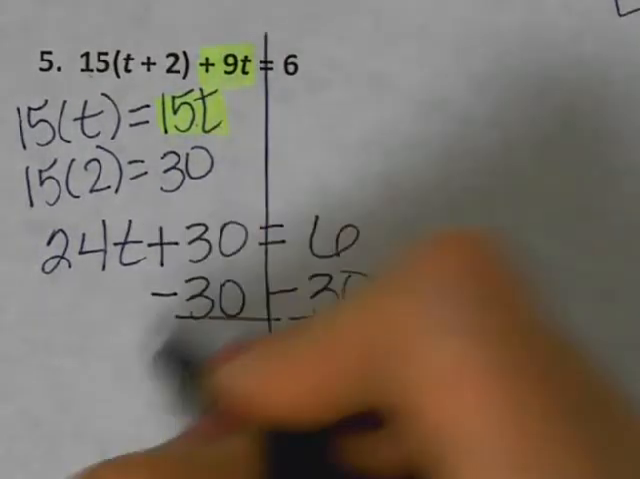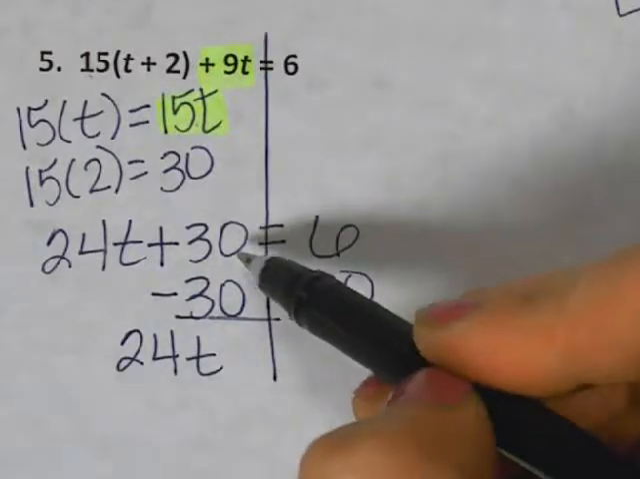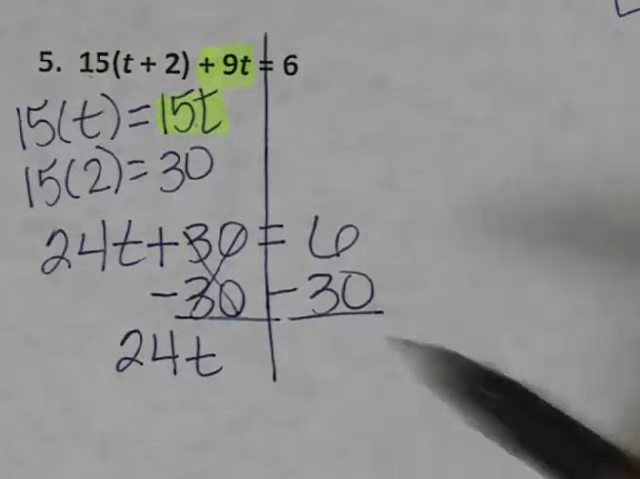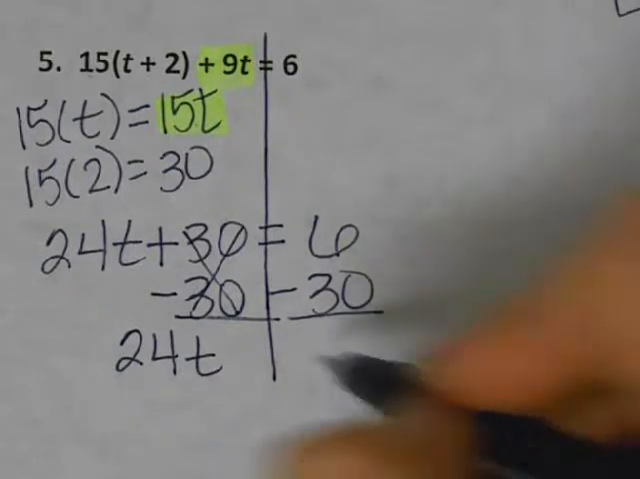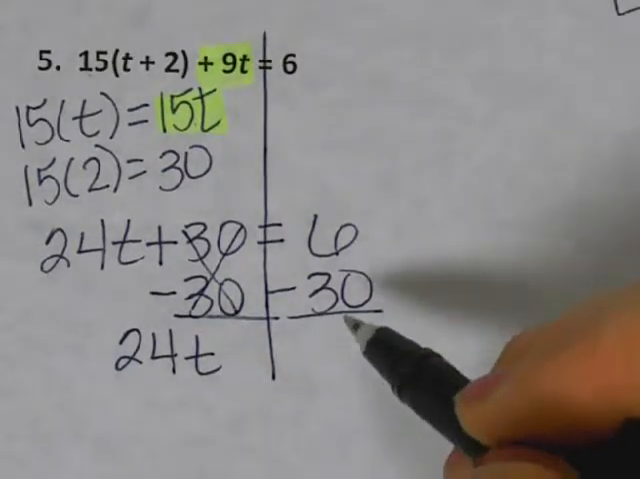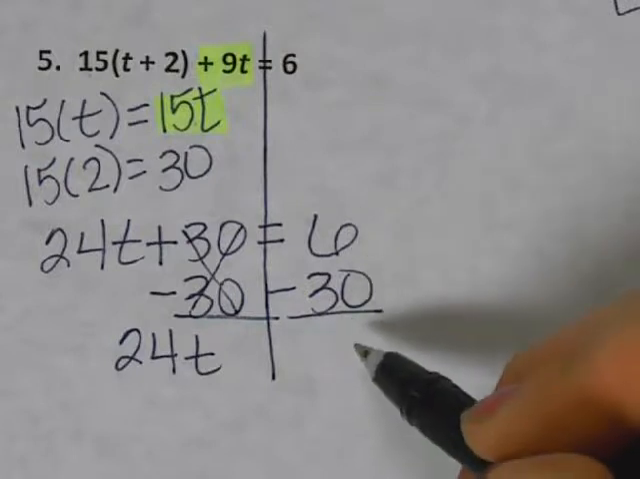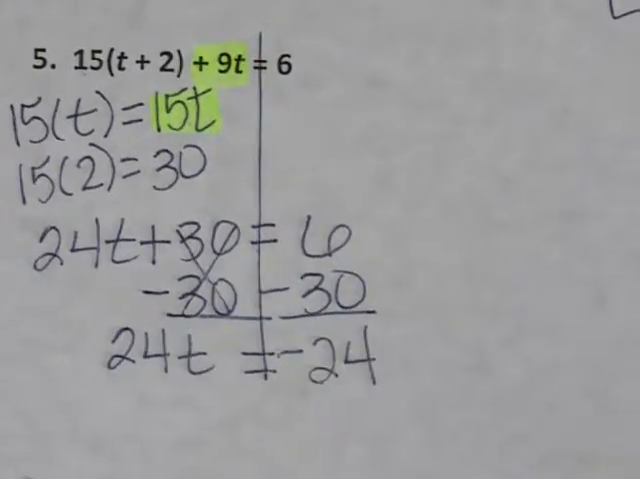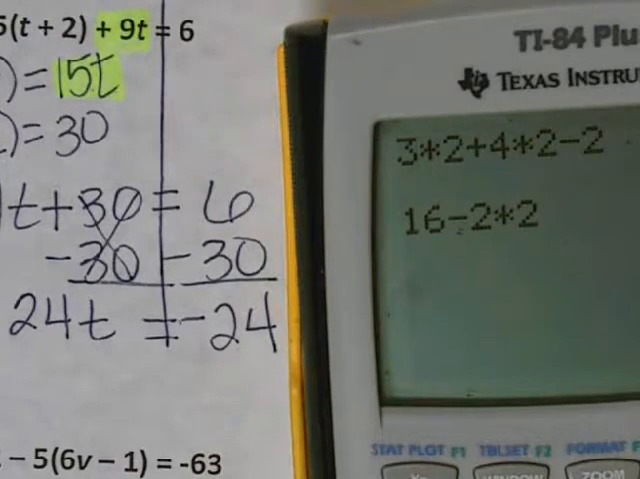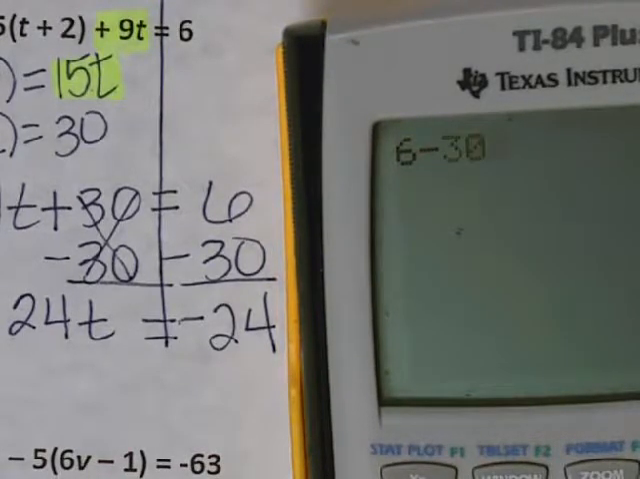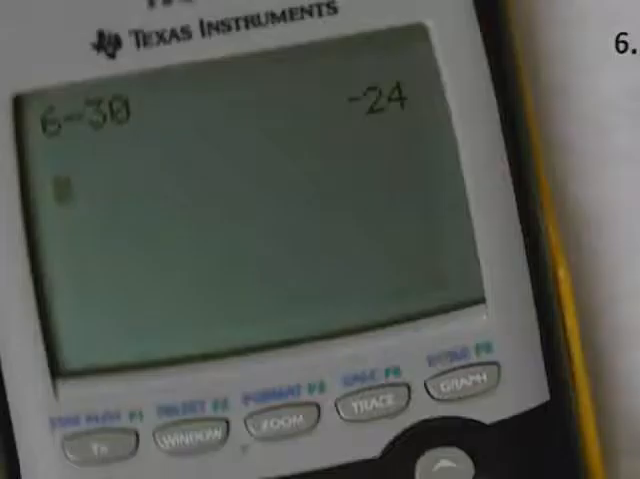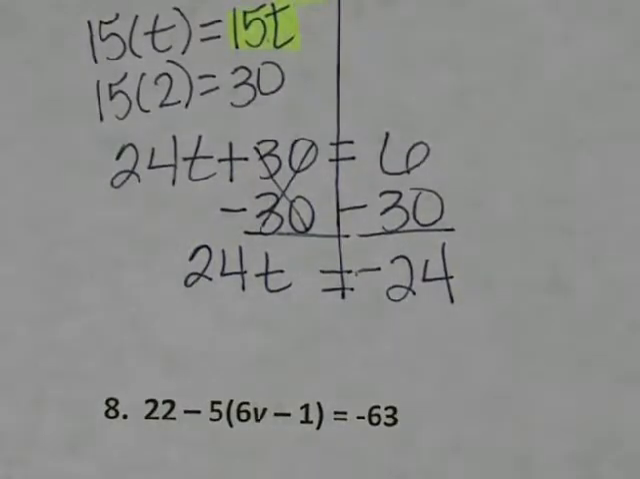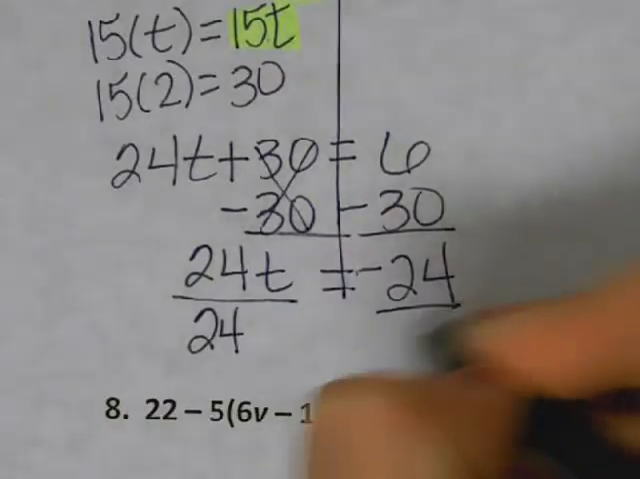I didn't touch the 24t, so I'm going to copy it down. Positive 30 and negative 30 cancel each other out. And what is 6 minus 30? One's positive and one's negative, so when you type 6 minus 30 on your calculator, you get negative 24. Okay? So negative 24 equals 24t, or 24t equals negative 24. So now we've got to divide. We divide by the 24 on both sides.